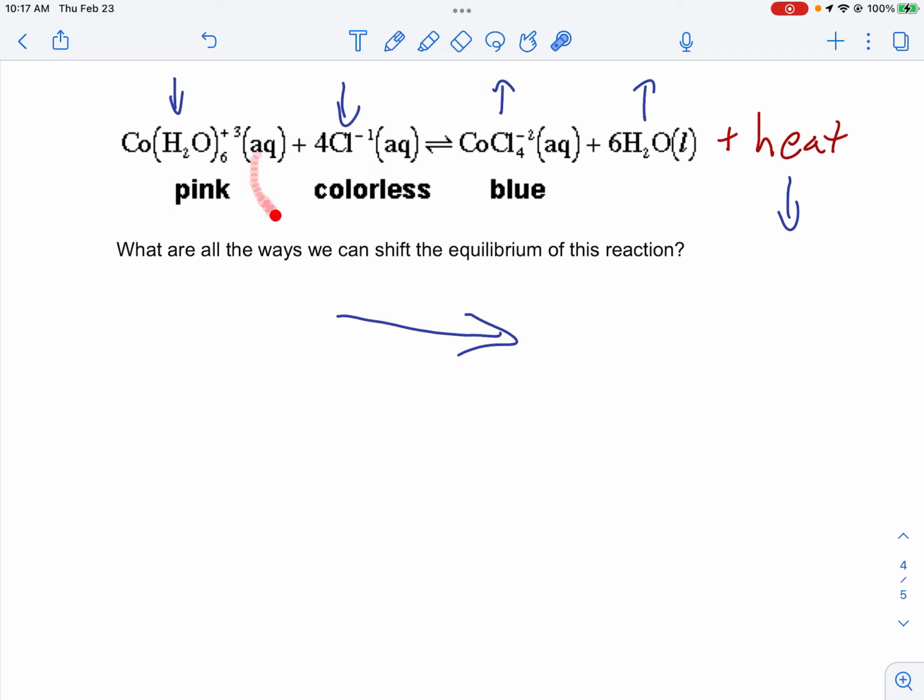So I don't want you to memorize it that way. I would like you to understand that it's pulling it this way because this can't react anymore. That's the logical way to think about it. But notice that it works very similar to concentration.